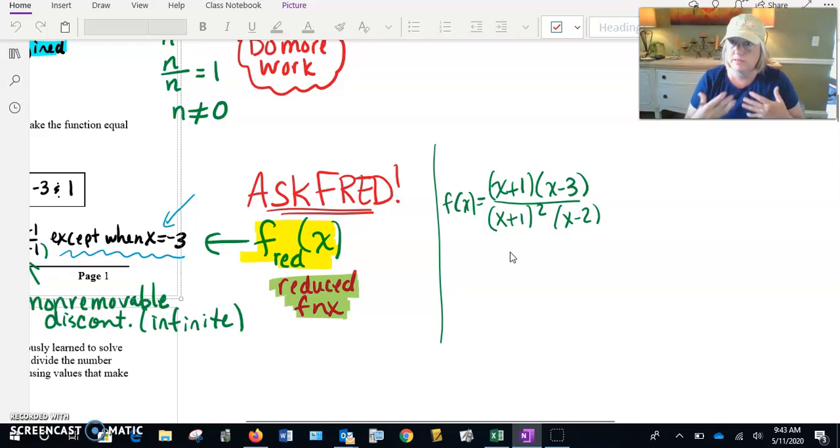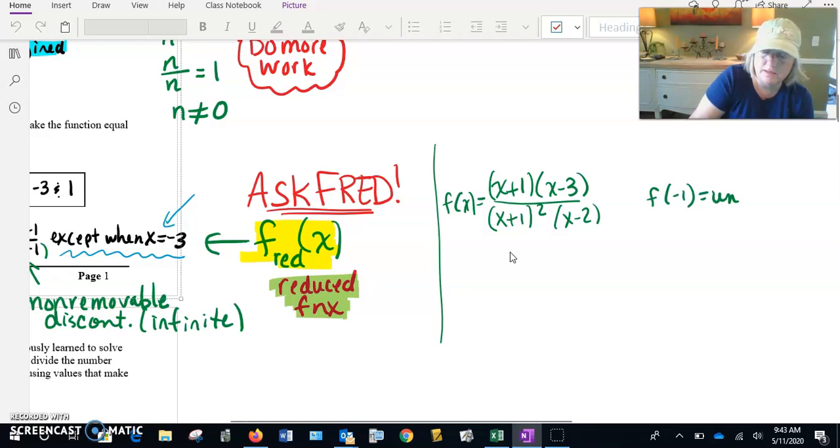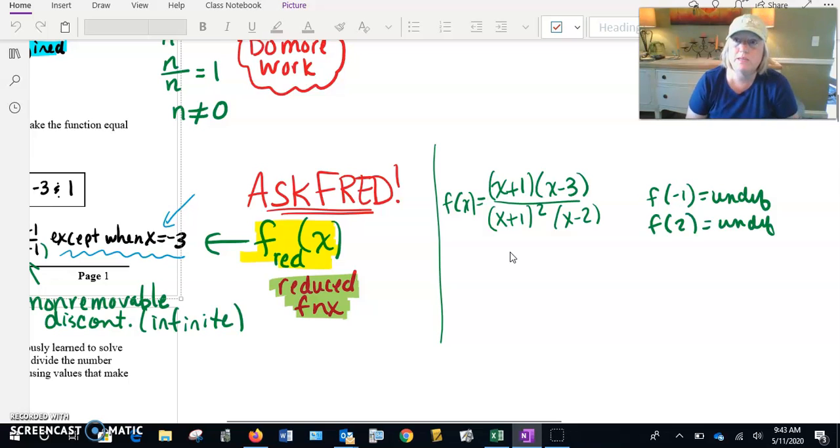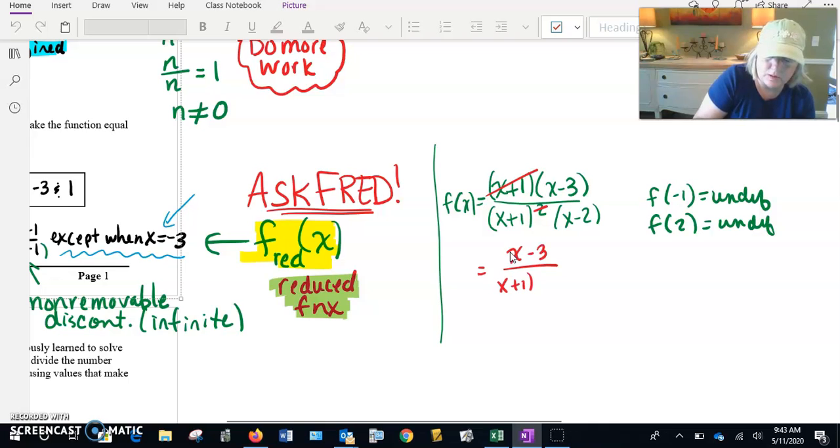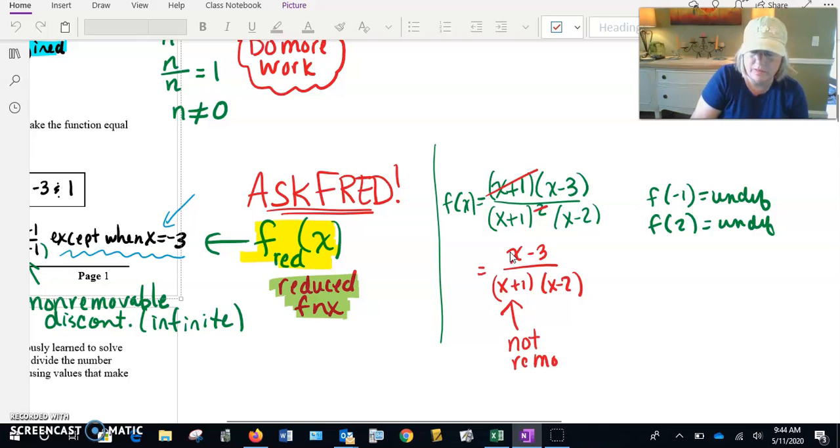In simplifying this one, we definitely know that f of negative 1 is undefined. We know that f of 2 is undefined. So those are both going to be discontinuities on this rational function. Now I cancel, and I can cancel. I can cross off one x plus 1 in the numerator and one in the denominator. The reduced version of this is going to be (x minus 3) over (x plus 1)(x minus 2). Notice that the x plus 1 factor was not removable. Even though I could cancel it, it was not removable.